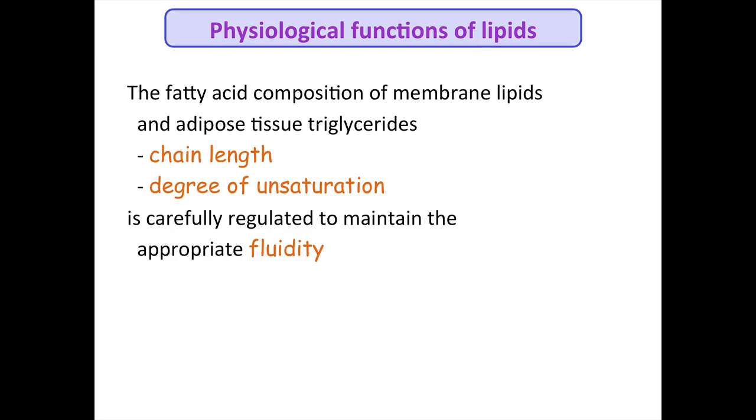So the physiological functions of lipids. The fatty acid composition of membrane lipids and adipose tissue triglycerides. You're looking at the chain length and the degree of unsaturation. Because what organisms will do in their membranes, especially, is change the composition of the membrane. In other words, they change the chain length of fatty acid present, or they change the degree of unsaturation present, and they use that to regulate and maintain the fluidity of the membrane.